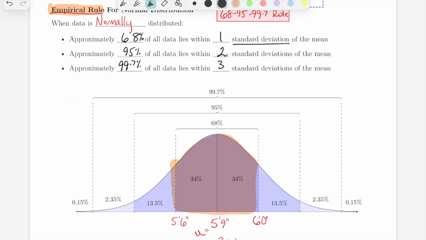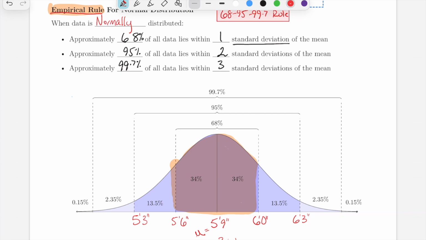Then when you start going out a little bit more, if we go up another 3 inches, that takes us to 6'3" and down to 5'3". And this is approximate. It's not exactly a standard deviation of 3. I just wanted to use some nice numbers. But if we go up 3 more inches and down 3 more inches, now we have a range of 5'3" up to 6'3".